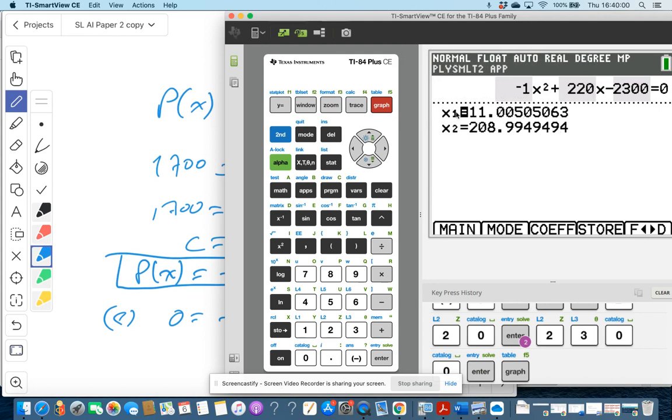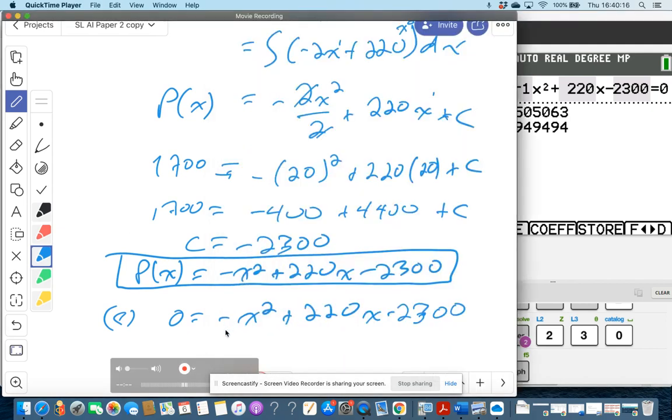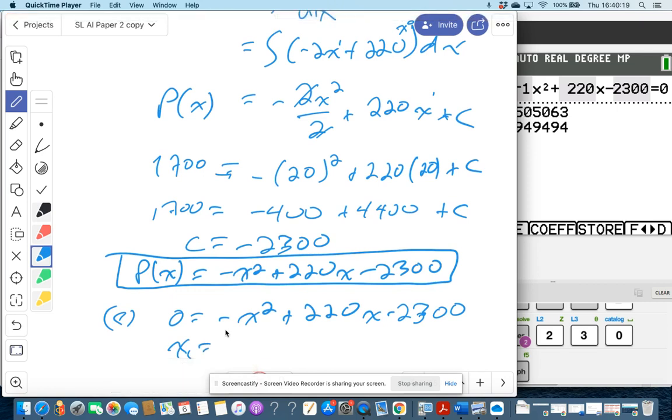Okay, so the solution for x1 is actually 11.005 and something, okay, but the answer is going to be 11,006. Okay, so 11.00505 or whatever it is. So I have to make one more box to get above the x-axis there. So that's 11,006 boxes to get into the black.